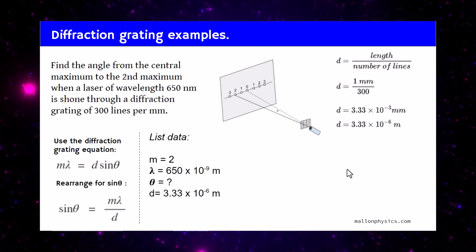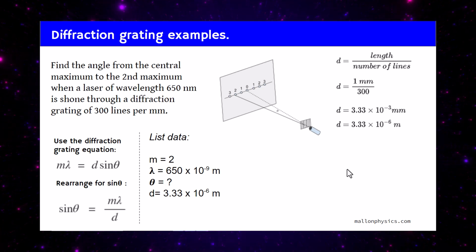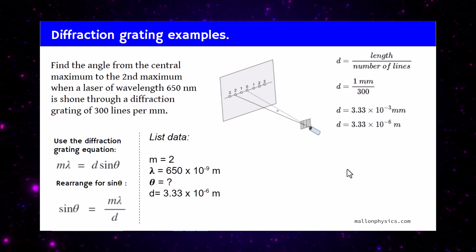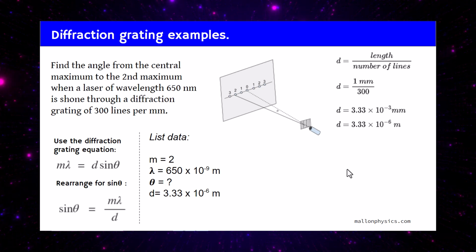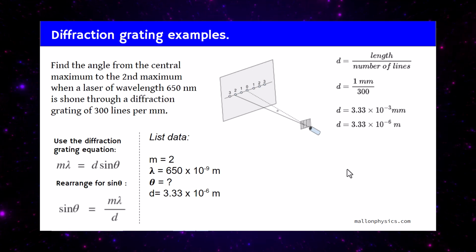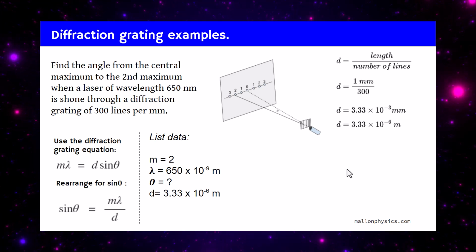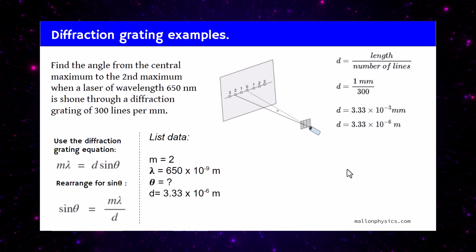And that's it there. Now, because I'm looking at the second maximum, m must be equal to 2. The wavelength is 650 nanometers. That means 650 times 10 to the minus 9 of a meter. Theta is the angle I'm looking for, and I've already worked out the slit spacing d.